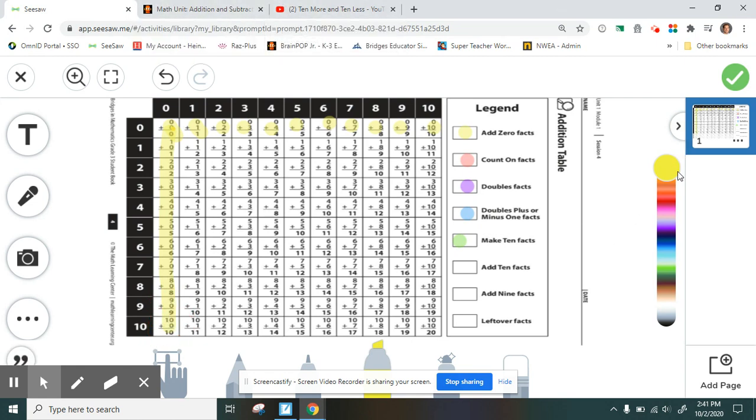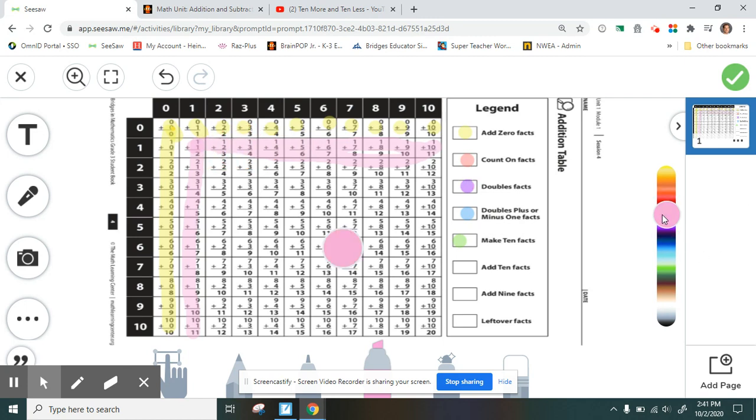And then I want to do the count on facts, and that was simply just plus 1 facts, right? So I wanted you to figure out that if you do 3 plus 1, that's just like doing the next number above 3, right? So I wanted you to find the pattern in this table of the plus 1 facts, okay? And then there was the double facts.